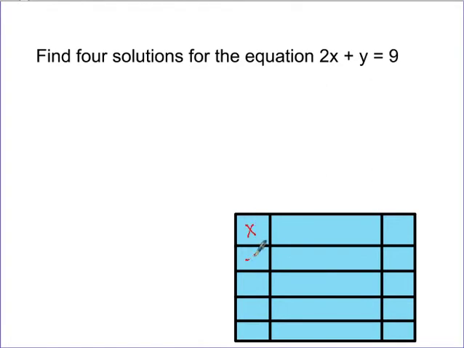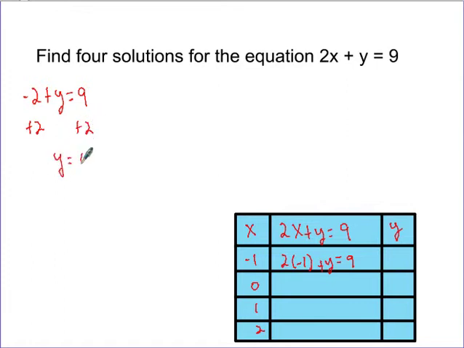X is negative 1, 0, 1, and 2. The equation is 2x plus y equals 9. And the y value goes here. So 2 times negative 1 plus y equals 9. 2 times negative 1 is negative 2. So negative 2 plus y equals 9. We would need to add 2 to both sides. Y equals 11.